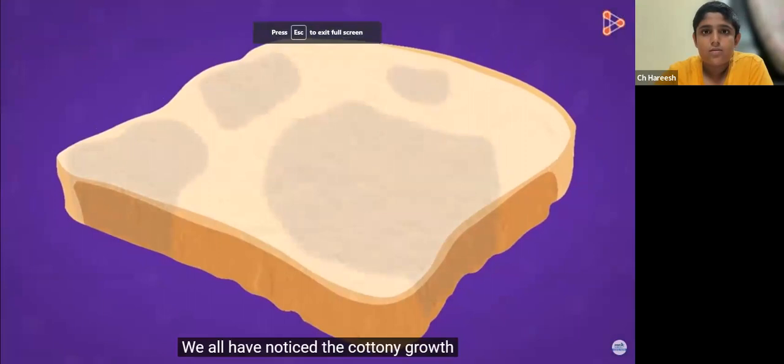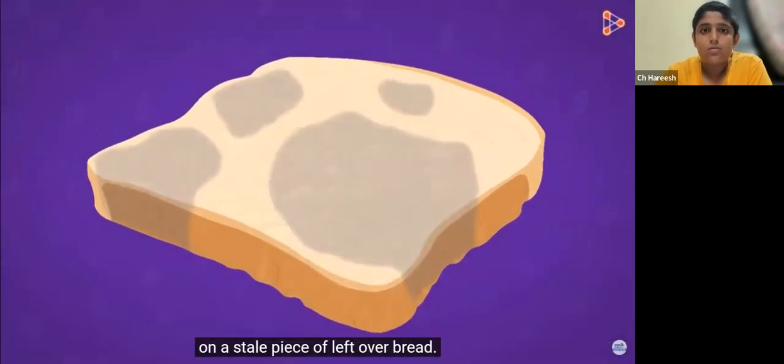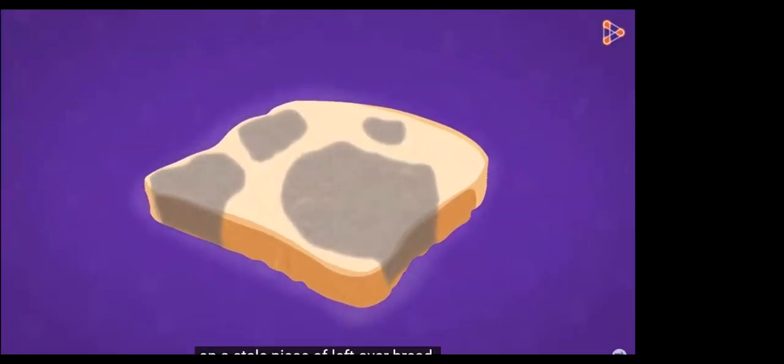We all have noticed the cottony growth on a stale piece of leftover bread. It happens with many food items when they're left open, especially in moisture. But have you ever wondered why? What exactly gets this cotton-like substance here? What is it made up of?